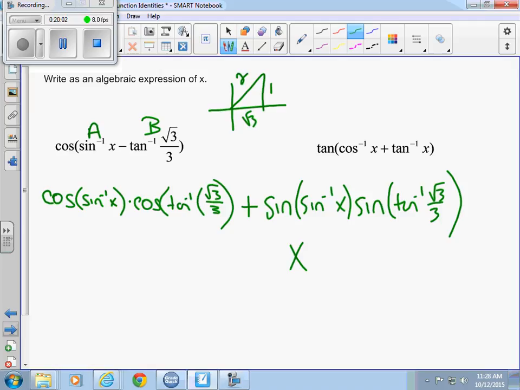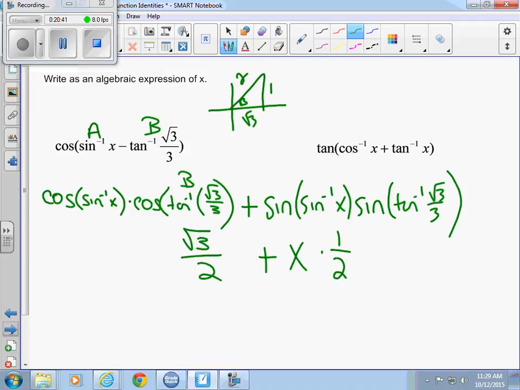Everyone agree that that is a triangle that would cause tangent to be radical 3 over 3. Now, if this angle is that one, what's the sine of that angle? That's the 1 half. Everybody so far? If this is that angle up there, this is that angle B or whatever. What is the cosine of that angle? Radical 3 over 2.